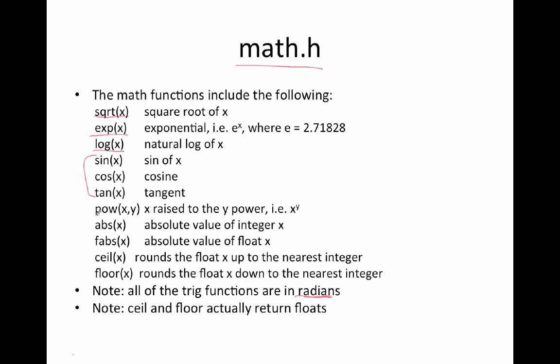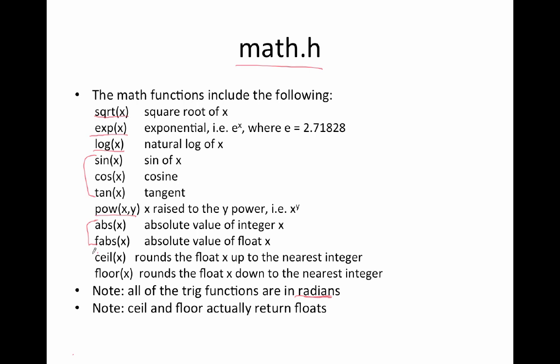The pow function takes two input arguments. It raises x to the power y. There are two different absolute value functions. Abs is the absolute value of an integer x, and fabs is the float absolute value function.